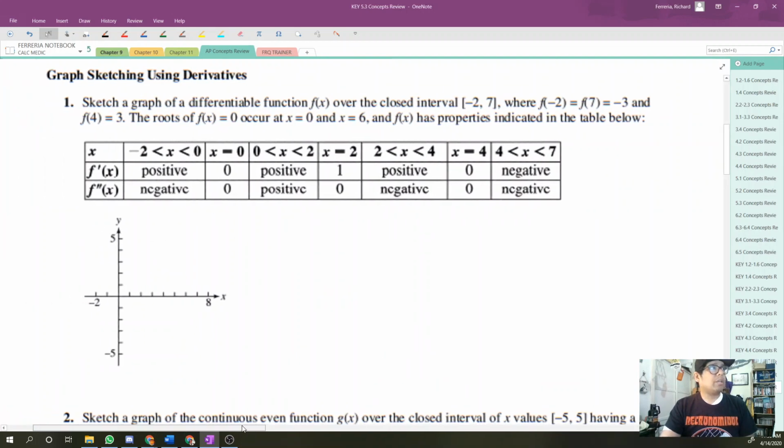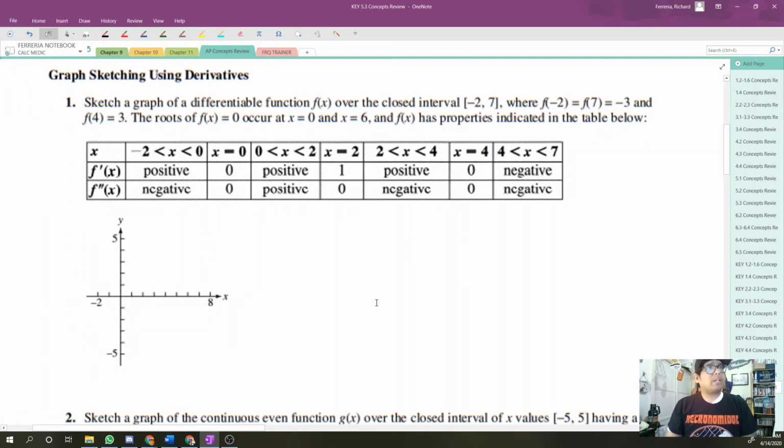Let's take a look. So we've got f of negative 2 equals f of 7 equals 3, and I'm going to just put those points in right away. We also got f of 4 equals 3. The roots of f of x equals 0 occur only at 0 and 6. So let's put those 2 points, 0 and 6.